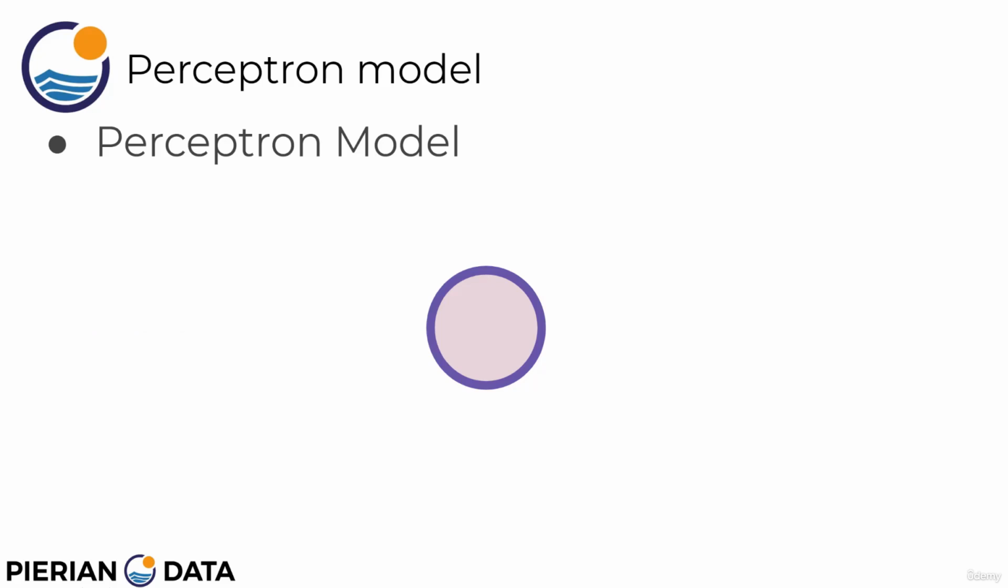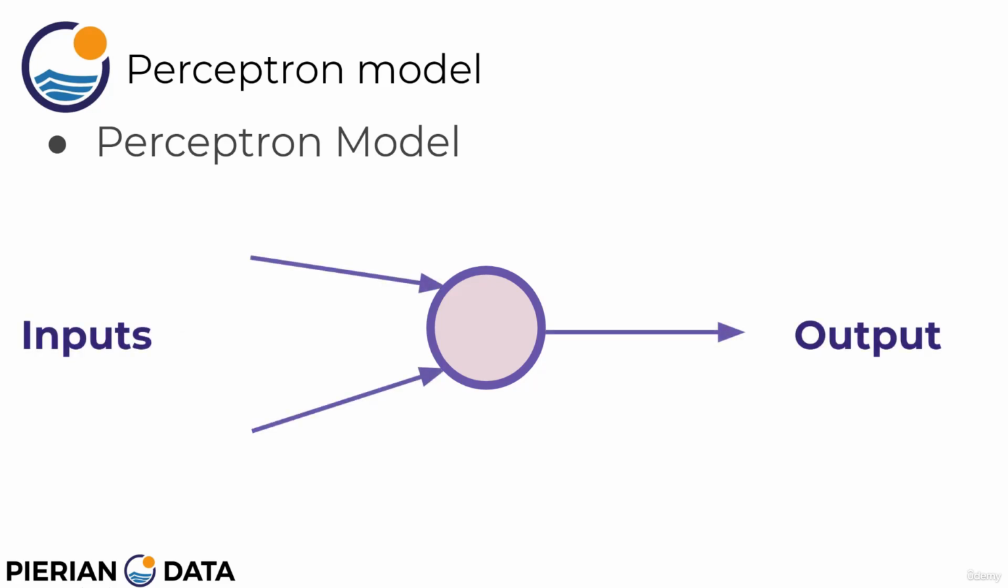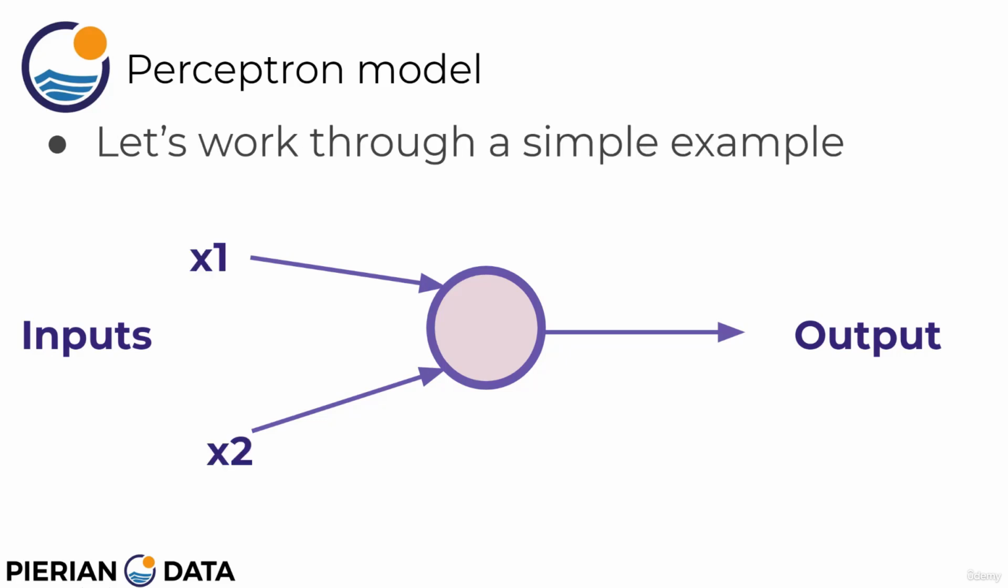So what we're going to do instead is replace these biological units with some mathematical ones. We're going to define some set of inputs going into this single point, which we'll call the neuron, and then has that single output. So let's work through a simple example of how the perceptron model actually works. We're going to imagine two data points, x1 and x2. These two variables, x1 and x2, go in as input into this perceptron.